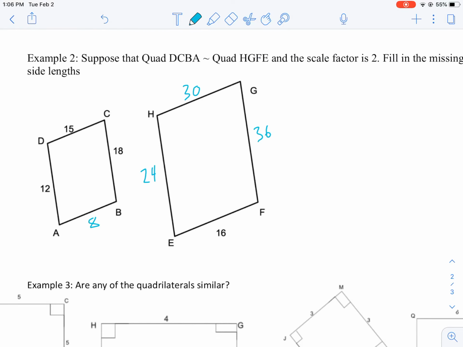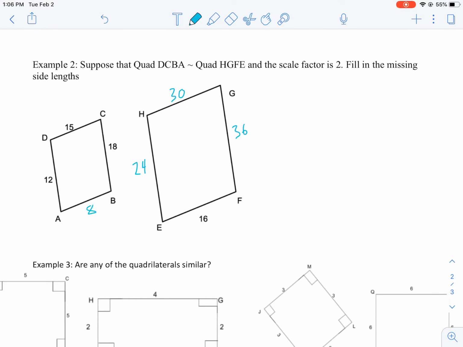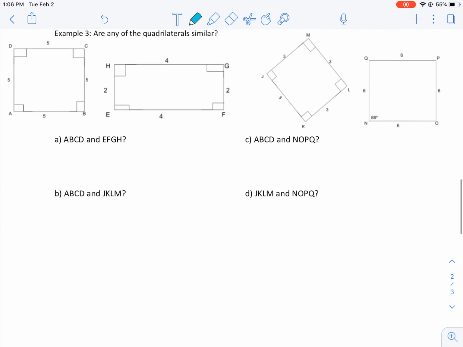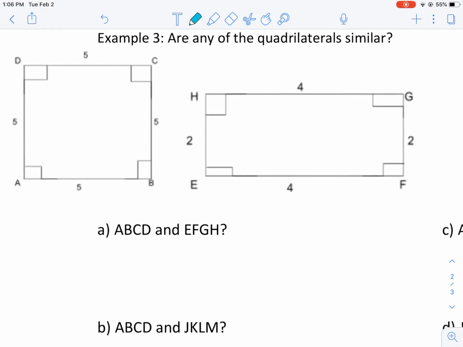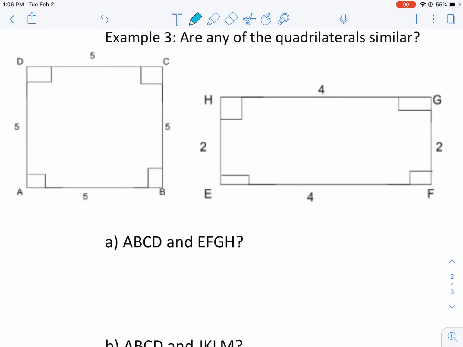Okay. So this is more of a typical problem. It's easier when you have a scale factor that's a whole number. Okay. Last questions. Are any of the quadrilaterals similar? Okay. So we're going to look here at some examples. So the first one is, I think, these first two. It says A, B, C, D, and E, F, G, H. So are they similar? Okay.